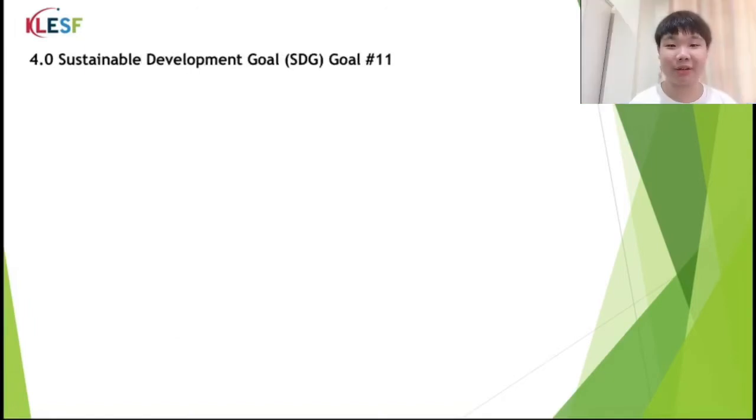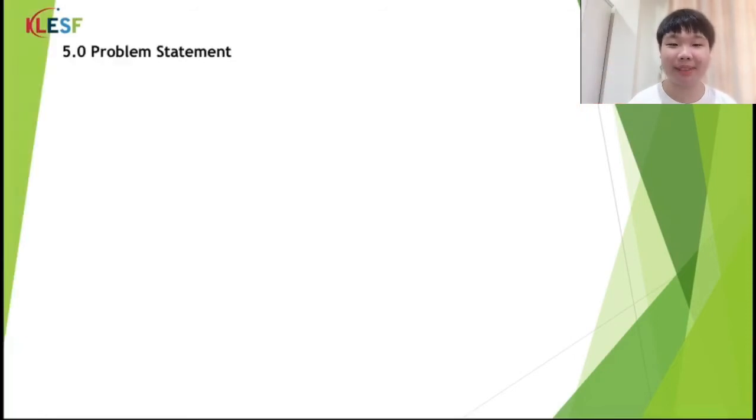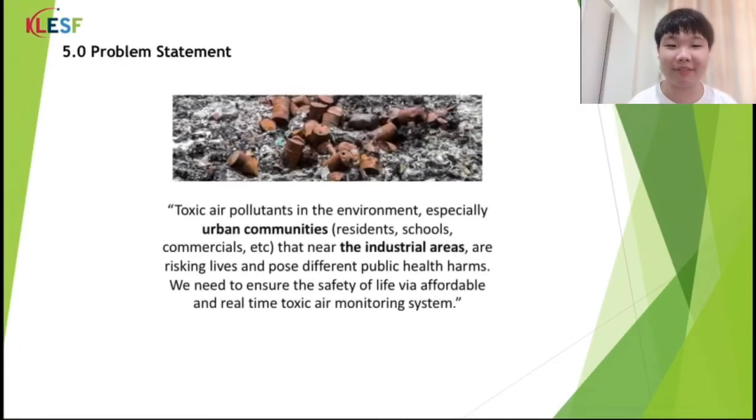We decided to tackle SDG 11, Sustainable Cities and Communities, which aims to make cities and human settlements inclusive, safe, resilient, and sustainable. This leads to our problem statement. Toxic air pollutants in the environment, especially in urban communities such as residents, schools, and commercial areas near the industrial areas, are risking lives and posing different public health harms. We need to ensure the safety of life via an affordable and real-time toxic air monitoring system.